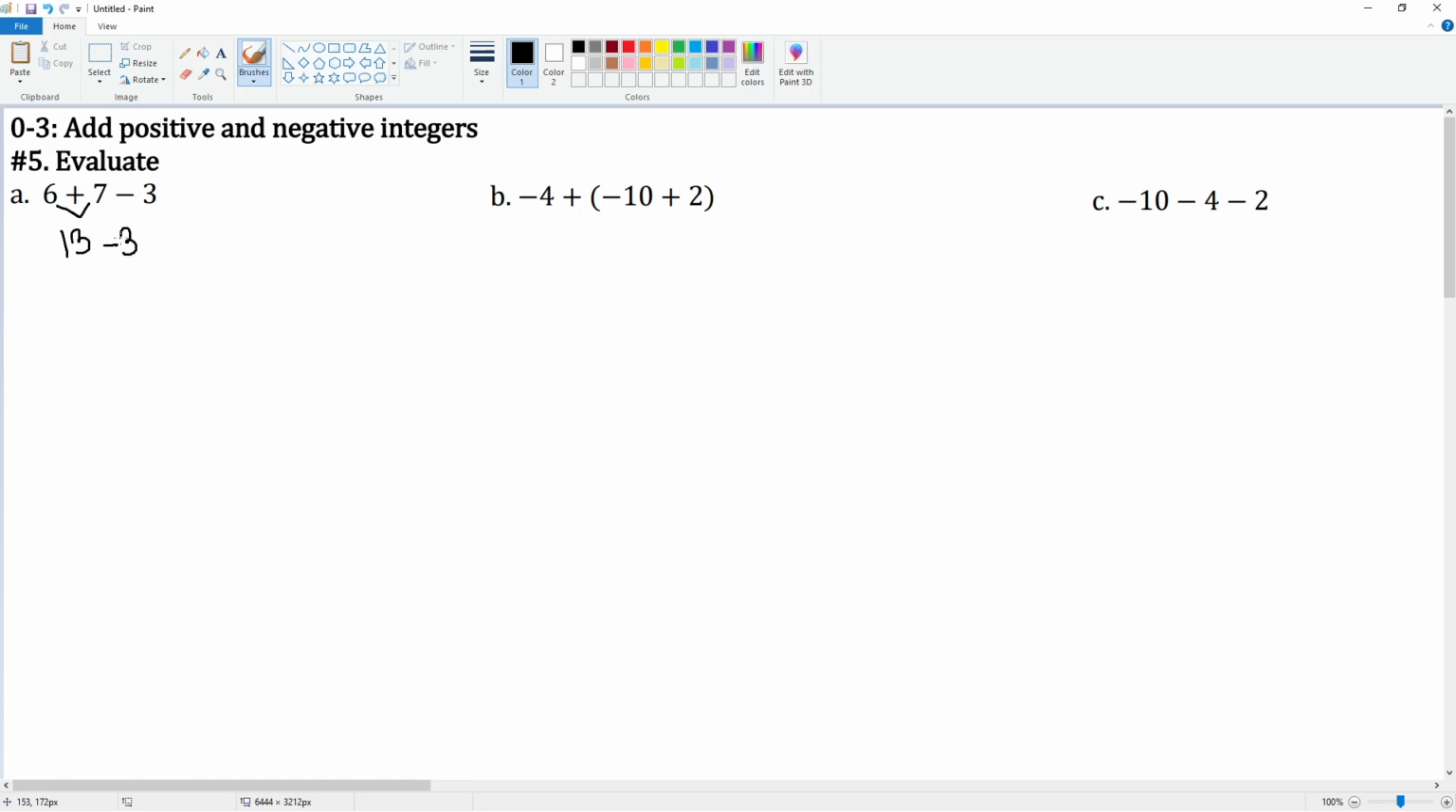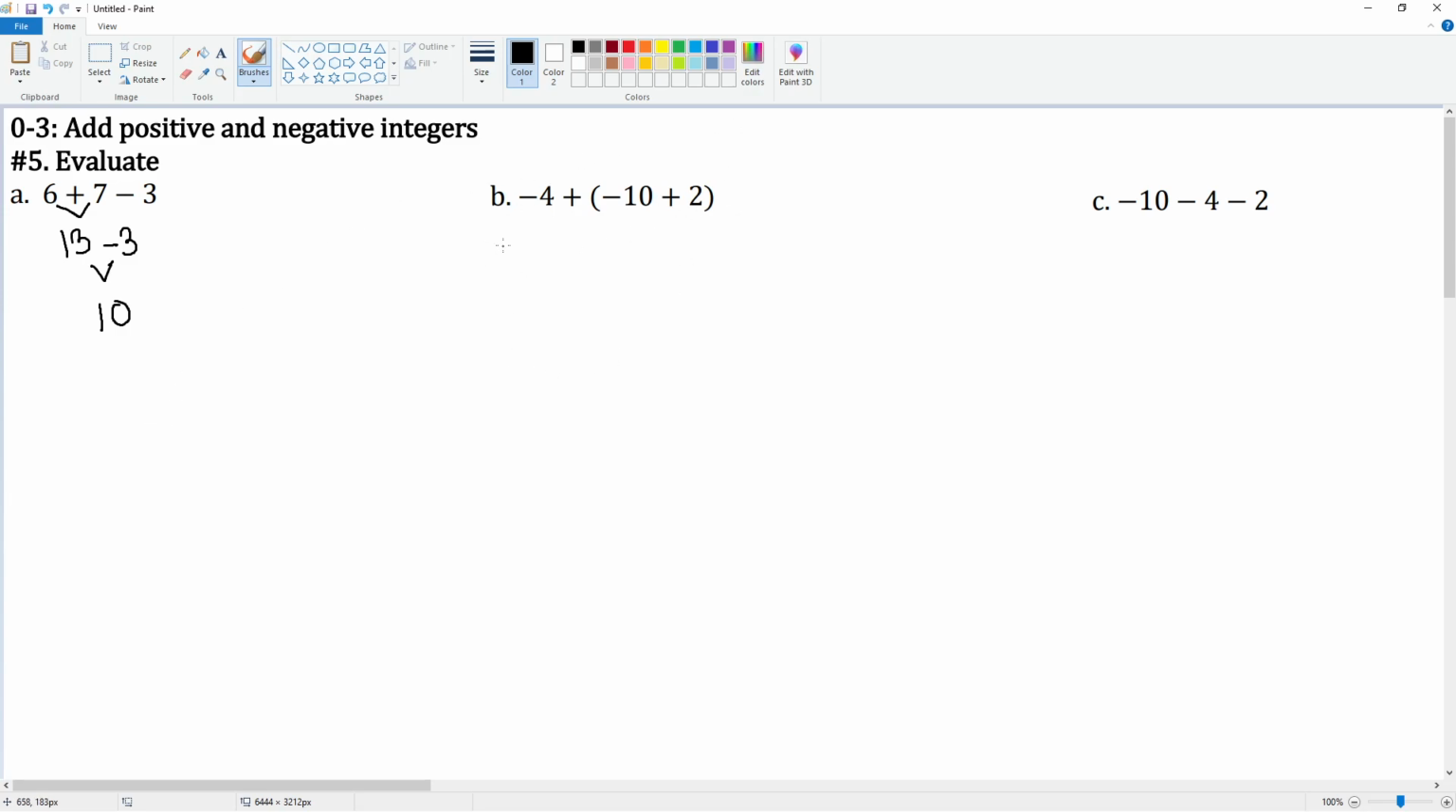Now we can add these two integers, which is 13 and negative 3. That becomes a 10. That would be the final answer. So if you evaluate 6 plus 7, negative 3 together, they all make the value of 10.